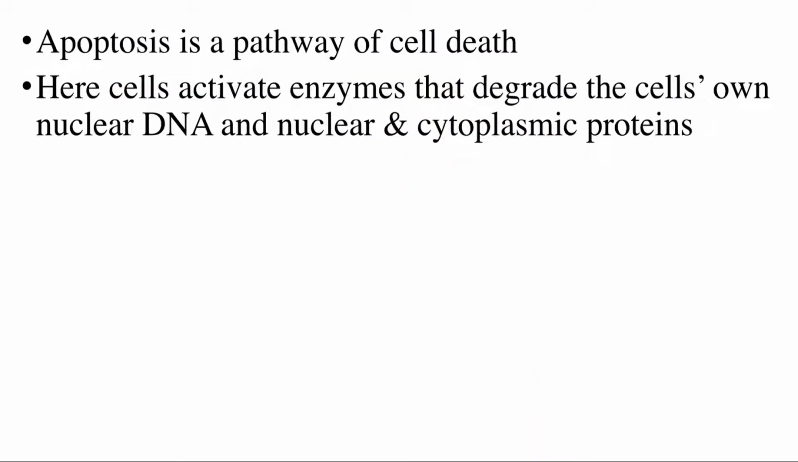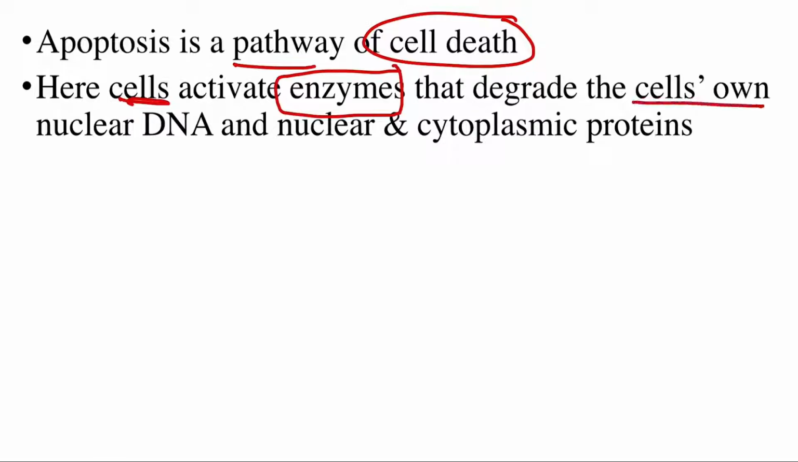We are going to talk about apoptosis today. So, apoptosis is a pathway of cell death. That's what we saw in the previous flowchart. Here, the cells activate enzymes that degrade the cell's own nuclear DNA and nuclear and cytoplasmic proteins. That is what is a cell death. So I told you there are two forms of cell death. One is apoptosis and one is necrosis. We are going to talk about apoptosis.